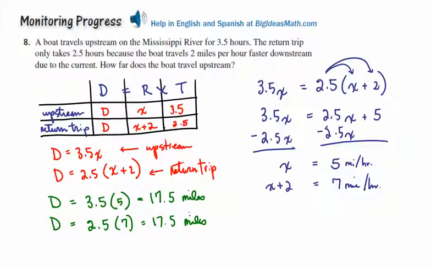And so the answer to the question is the boat traveled 17.5 miles upstream.